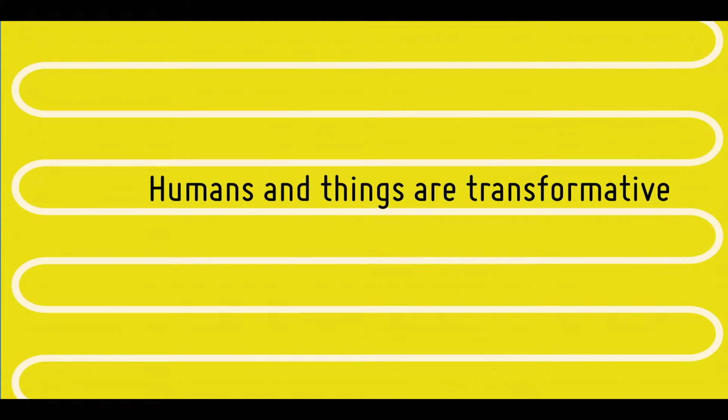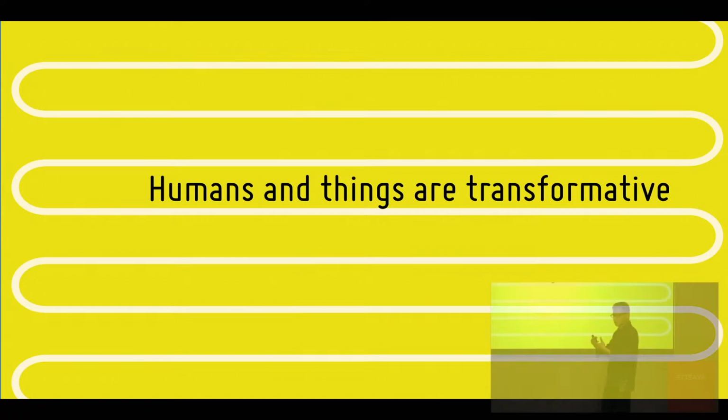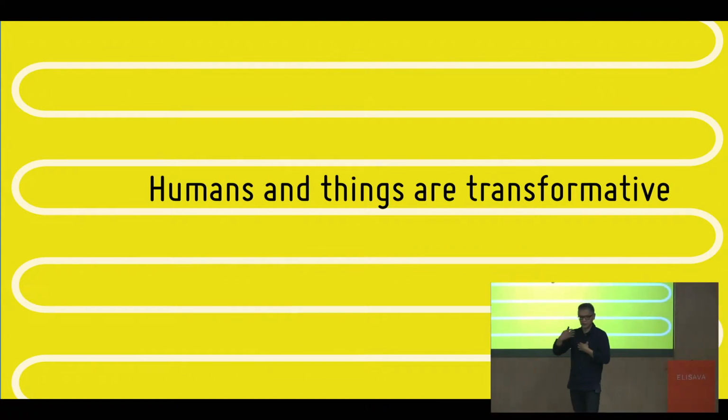So the next thing I want to discuss, as an aspect of the book, is that it's humans and things together that are transformative. So again, this is a posthumanist notion, not the humanist notion that we are the agentic force in the world, and through the materials that we use that extend our abilities. Actually, together, each have their own ways of affecting and shaping the world.